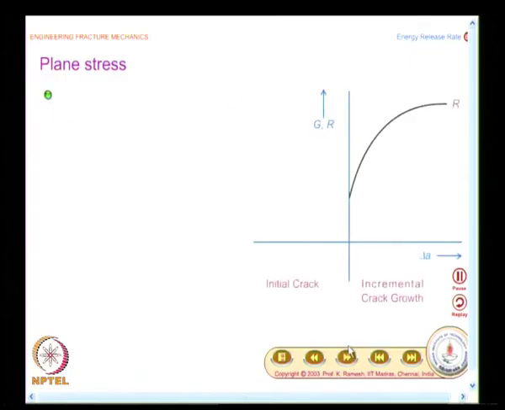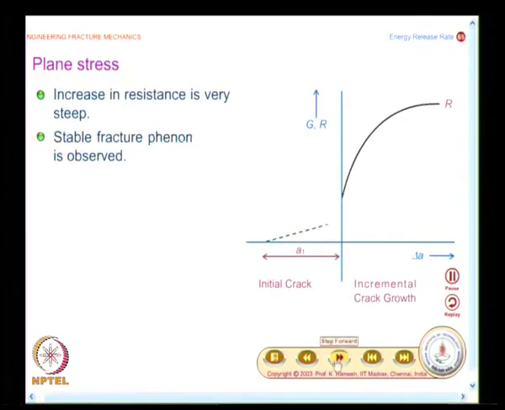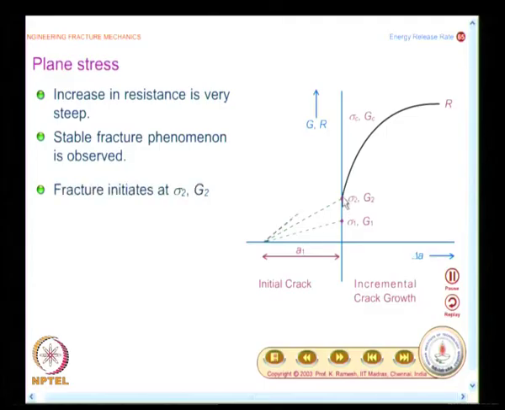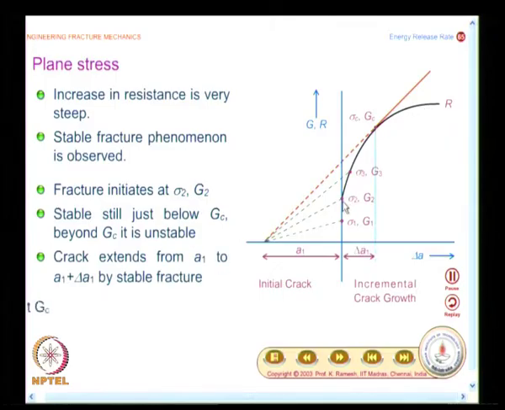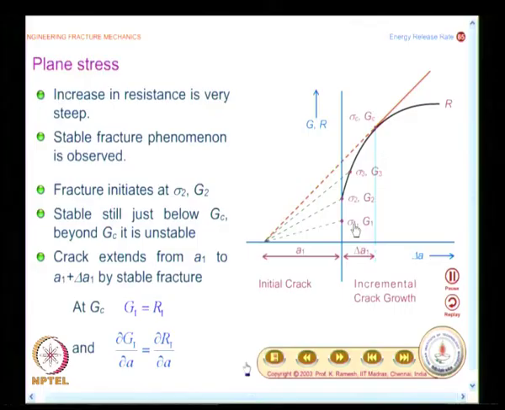Let us look at a plane stress situation. In a plane stress situation, what happens? The nature of the R curve is totally different. It is very steep. When you have stress as sigma 1, the corresponding energy release rate is G1, which is far below the value of R. So, nothing will happen, the crack will remain as such. Suppose I keep increasing the load. When I increase the load from sigma 1 to sigma 2, that is the time where G becomes equal to R. So, now fracture instability is possible.